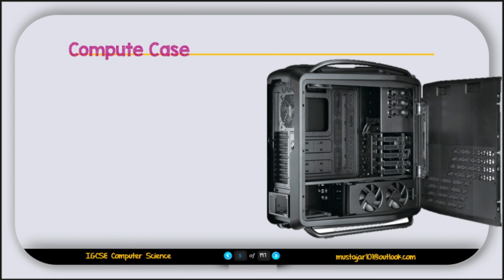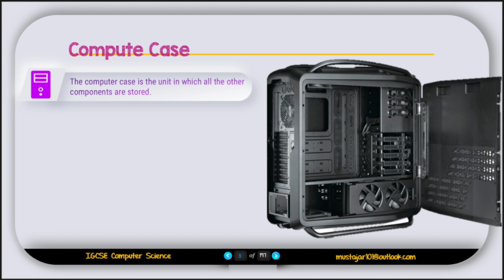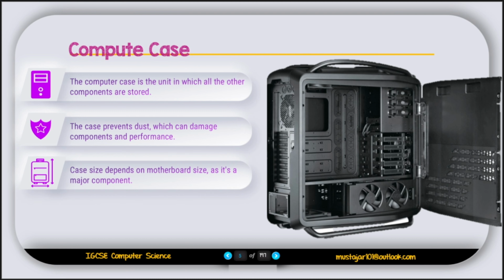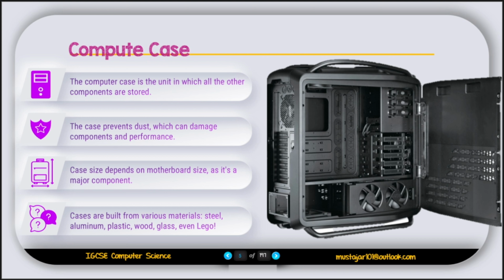Okay, so first of all, the main component is called the computer case. So what is a computer case? A computer case is the unit in which all other components are stored. The case prevents dust, which can damage components and performance. Case size depends on the motherboard size as it is a major component, and cases are built from various materials, for example, steel, aluminum, plastic, wood, glass, and even Legos.